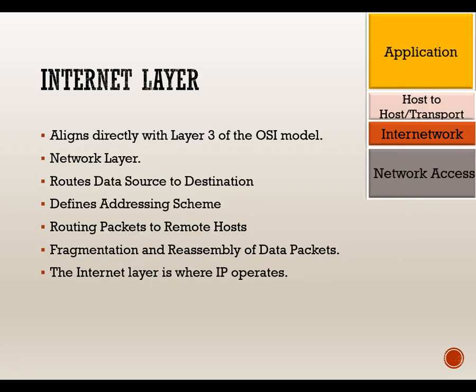Let's see, the internet layer, the equivalent of the network layer, aligns directly with layer 3 of the OSI network layer. It routes data from the source to the destination, so it finds paths. It's responsible for path discovery and using the most efficient path. It has an addressing scheme, which is going to be IP, either version 4 or version 6 today. Routing packets to remote hosts. Fragmentation and reassembly. Maybe fragmentation.